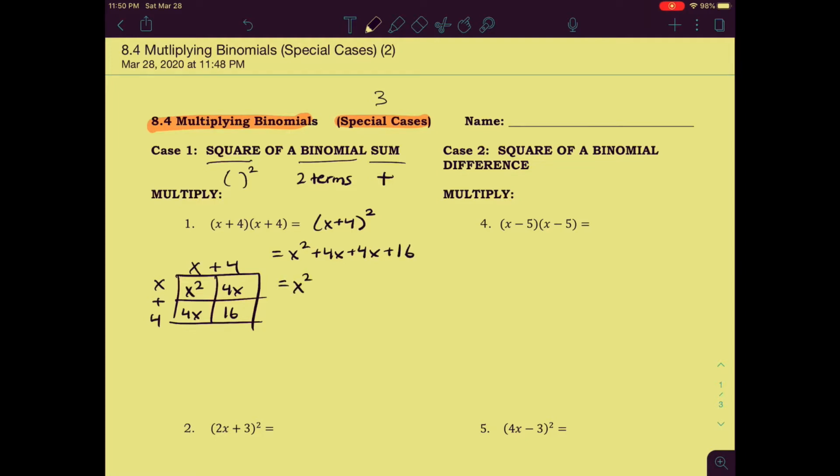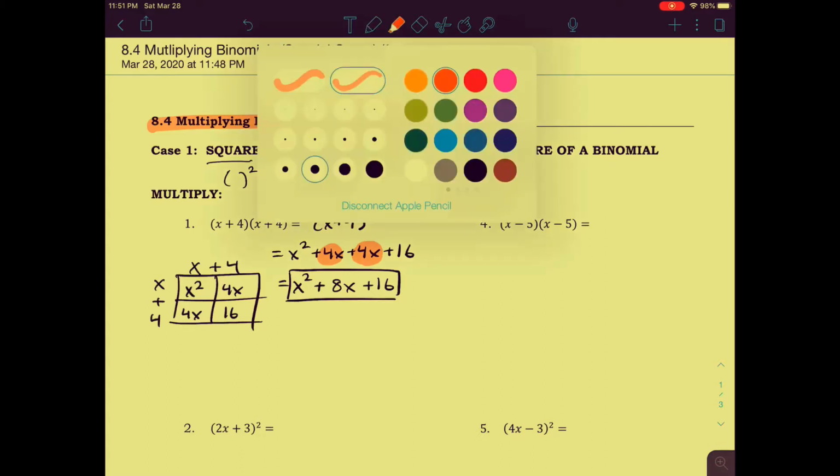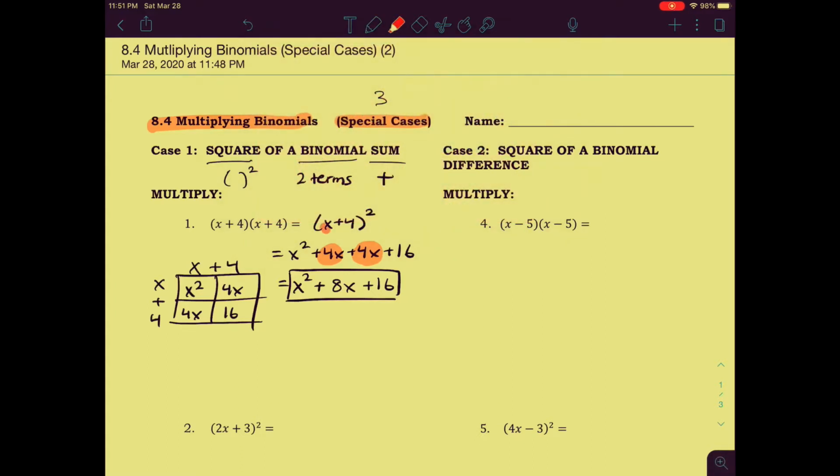And then from there, we would just combine like terms. So I have x squared plus, and then here I have 4x plus 4x. Those are my like terms. So that would become 8x plus 16. And this would be my final answer. So one way to do this is by the Punnett Square, right? But what we notice is when we look at our binomial here, right?